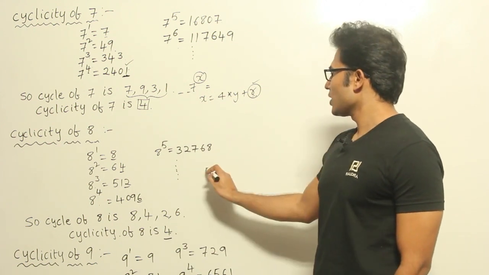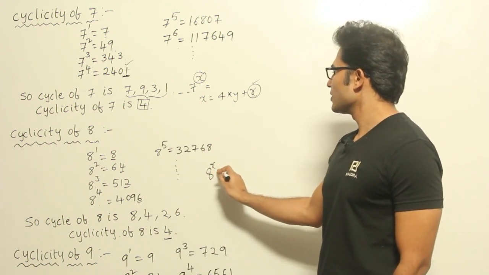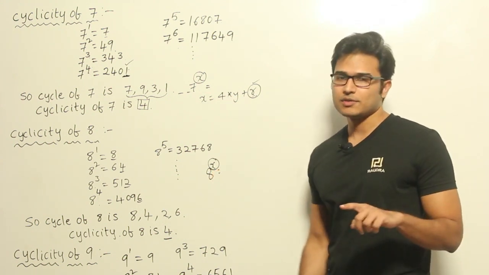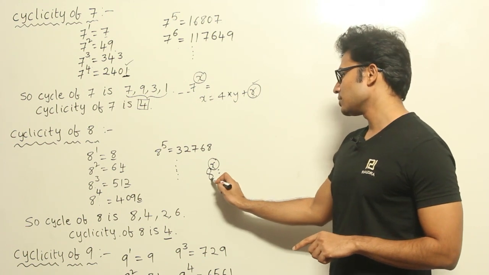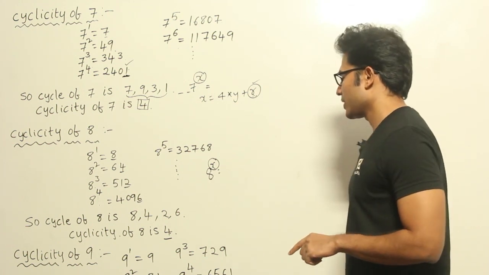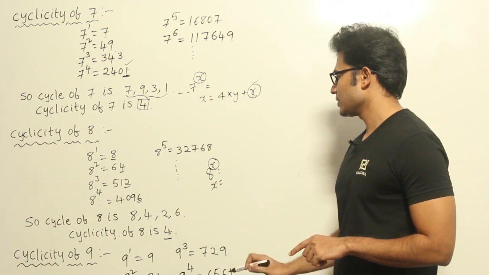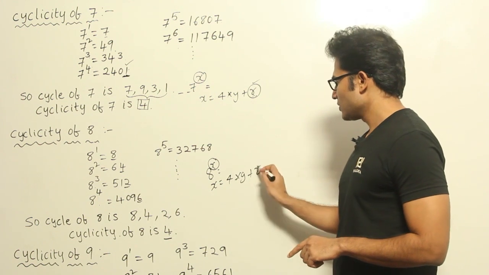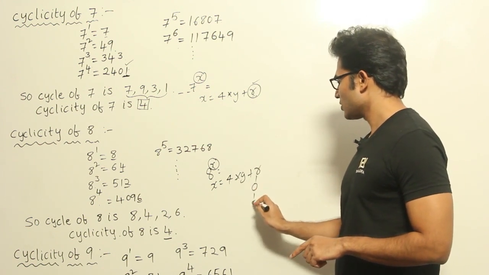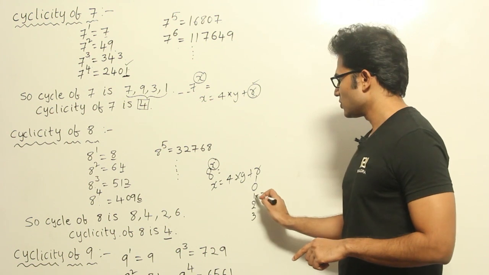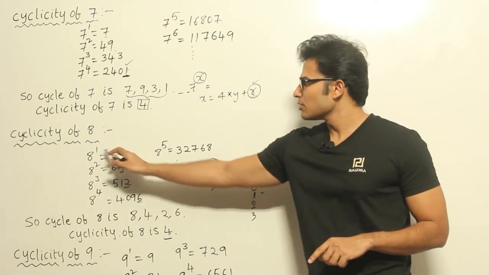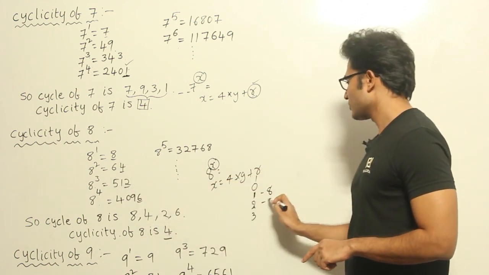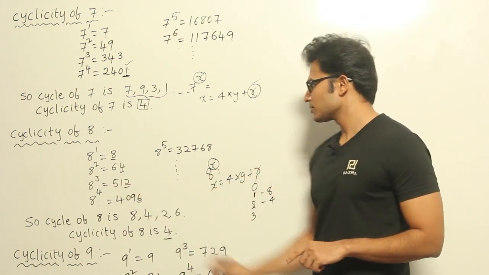If I want to find out the units place digit when 8 is raised to the power x, then I have to write x as 4 into y plus some remainder, right? And now this remainder could be 0 or 1 or 2 or 3. Whenever the remainder is 1, you can directly take this. 8 power 1 units place is 8, and whenever the remainder is 2, 8 power 2 units place is 4, and remainder is 3, 8 power 3 units place is 2.